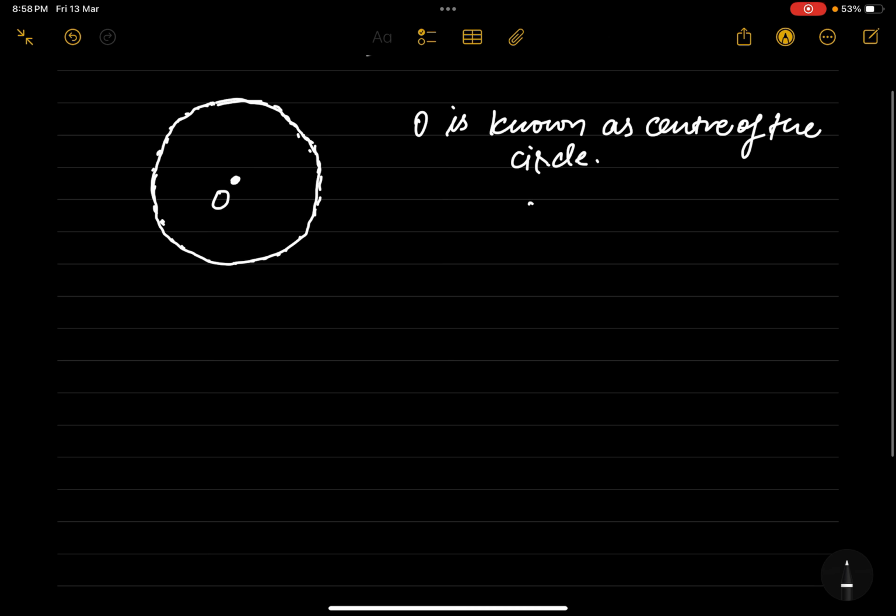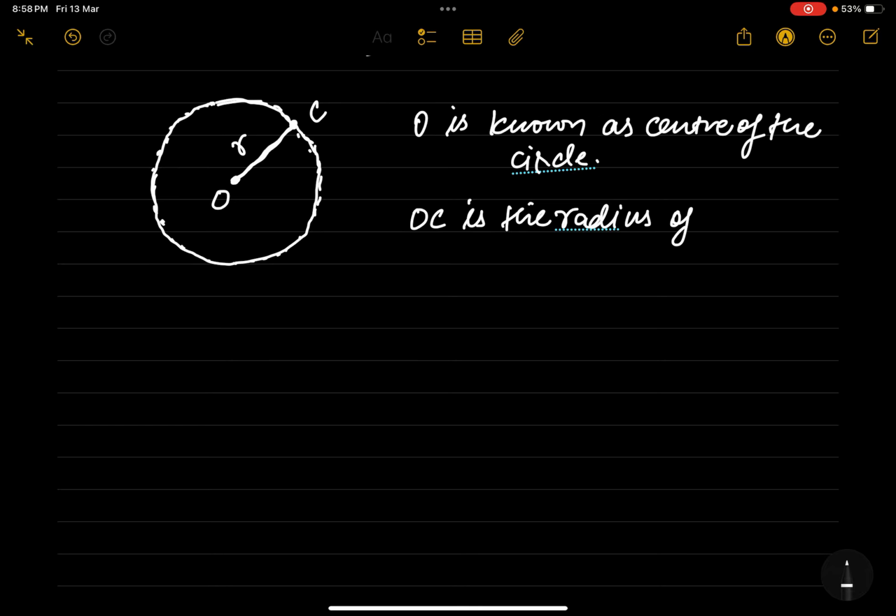Suppose again I am going to join any point on the circle. Suppose there is a point C and I am going to join point C and O, and this line segment we are getting is OC. OC is known as the radius of the circle.